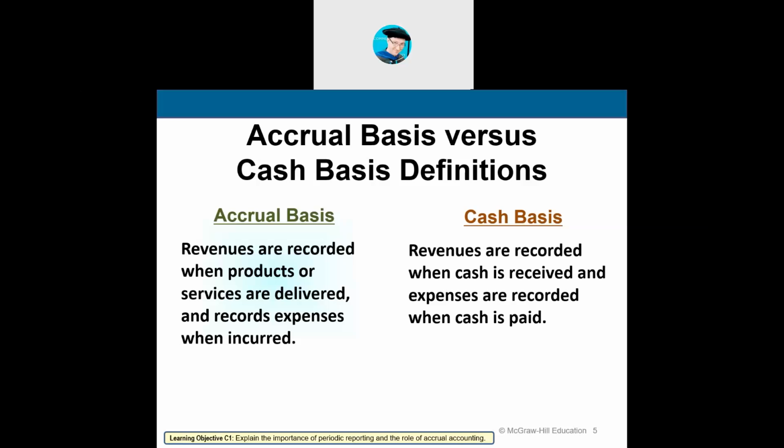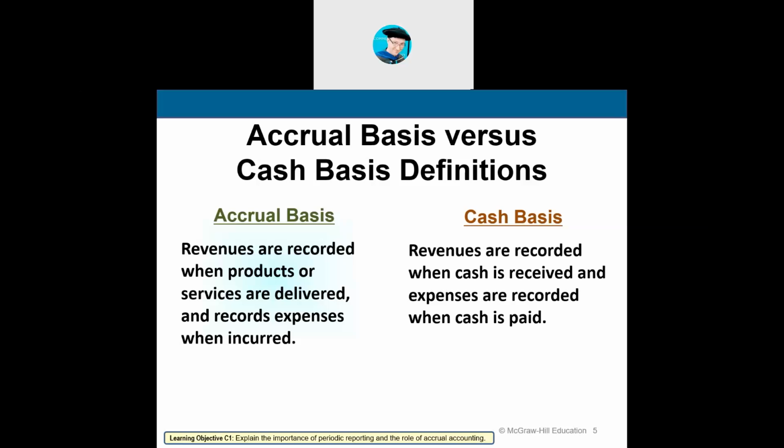So the difference here is, let's say the restaurant receives the electric bill. The electric bill, I received it. It was for last month, but I'm paying it now. I record it for this month. Okay. That is cash-based accounting. I'm recognizing revenue when I receive cash and recording the expense when I pay it.